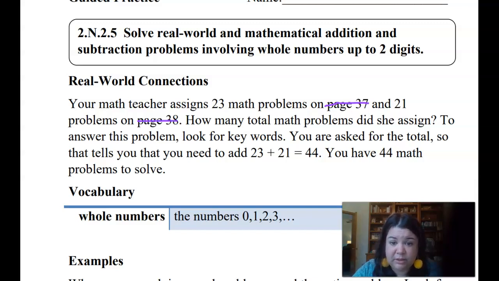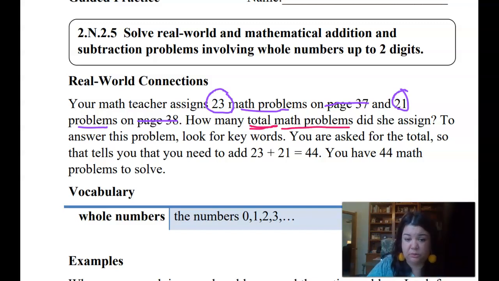So the ones we're looking for are 23 and 21. 23 math problems, 21 problems. And it says how many total, let's make this a different color. How many total math problems were you assigned? So we're going to add 23 plus 21, and that makes 44. So you have 44 math problems to solve.